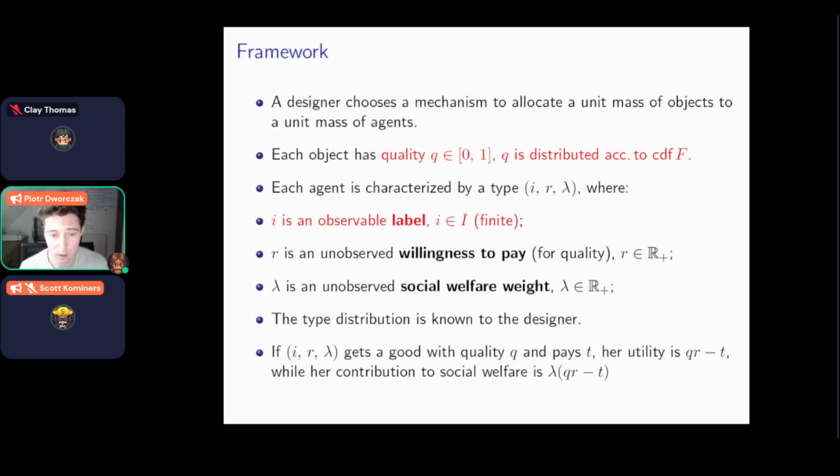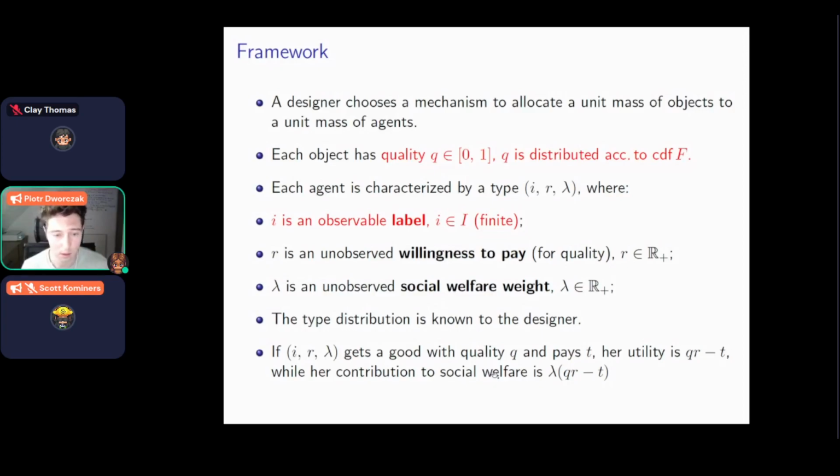And as was previously the case, we still assume that the distribution of this type is known to the designer, but only the label is directly observable. So the designer can estimate the distribution of willingness to pay and the distribution of welfare weights based on these labels, right?